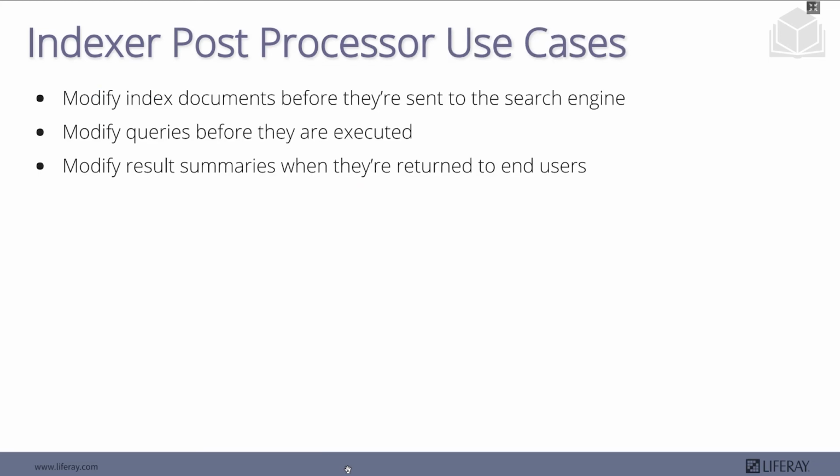So a couple different use cases of the indexer post processor. We can modify the index document before it's sent off to the search engine. So an index document may look like something, and we can change it up a little bit using the indexer post processor. We can modify the queries before they are executed. So if we want to have some more robust queries, we can do that. And as the results are coming back over to the end user, we can change those up a little bit as well to control what the end user is going to see as a result.